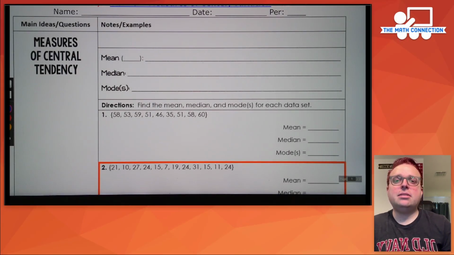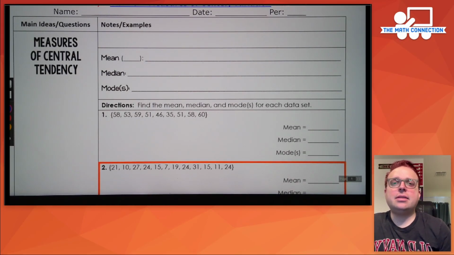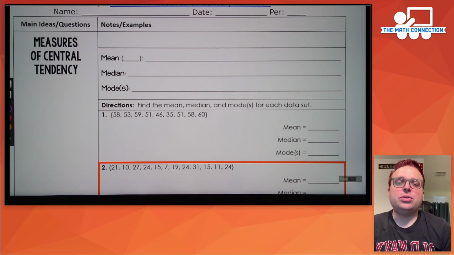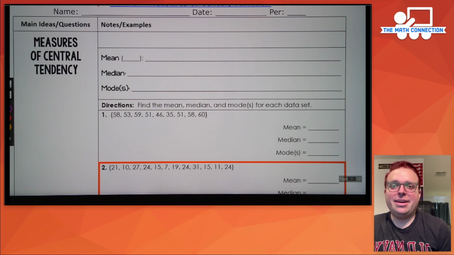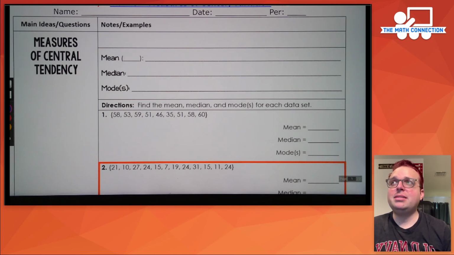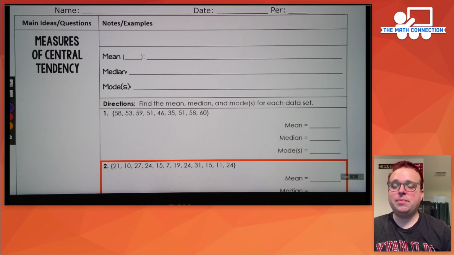Hello, welcome back. So this lesson today is going to start talking about measures of center and measures of variation in data. This is where we really start jumping into the nitty-gritty of statistics. There's an important resource you need to make sure that you have in order to be successful in this section.